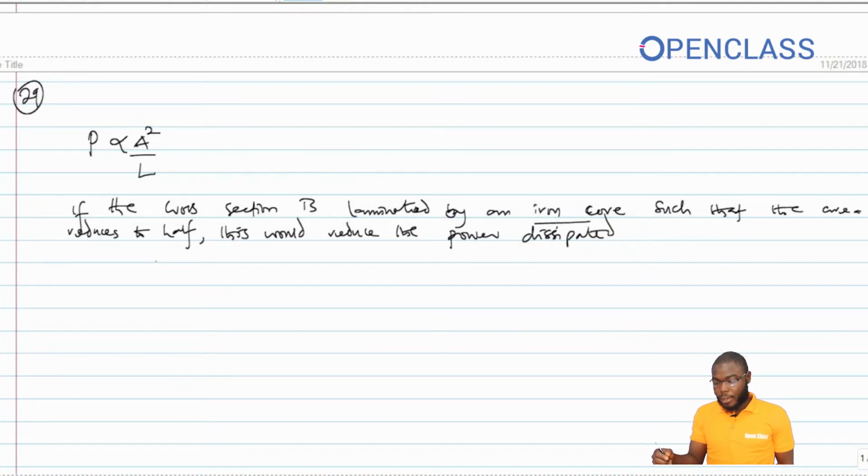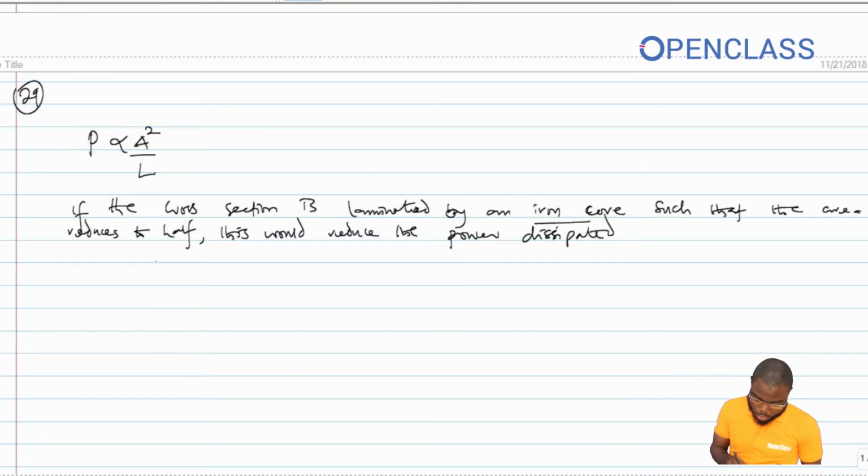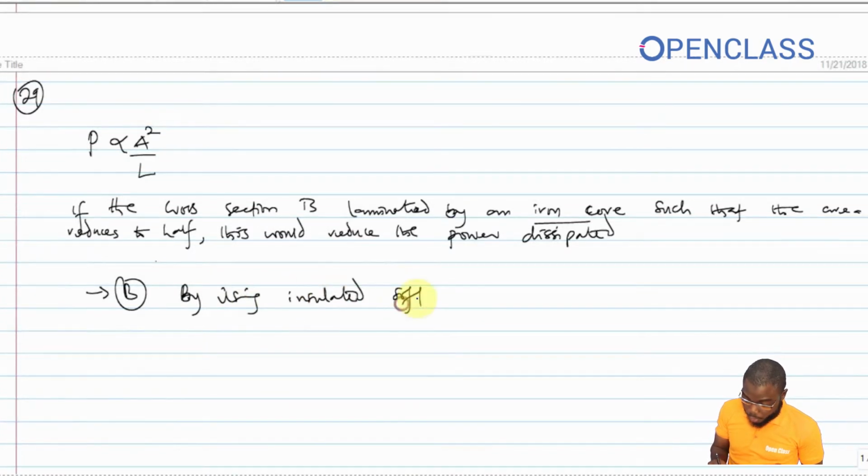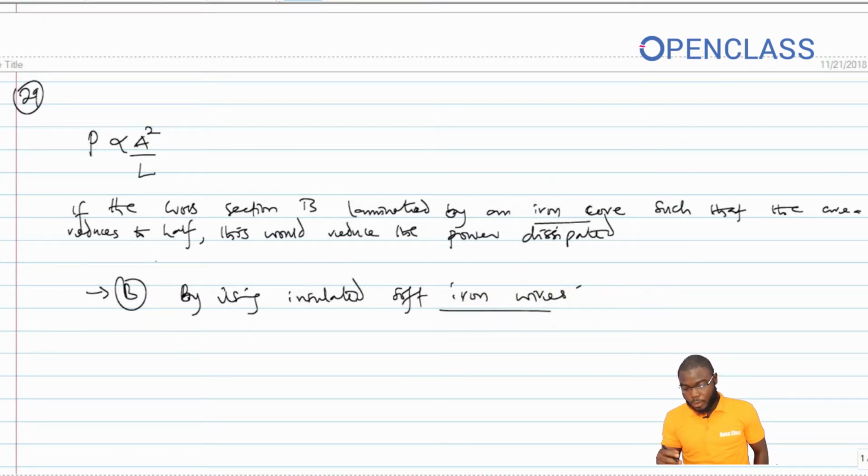By using high resistance wire, no. By using insulated soft iron core, yes, that is it. So in essence, your answer is B: by using insulated soft iron core. C said by using low resistance wire, and D by using tons of wires. No.